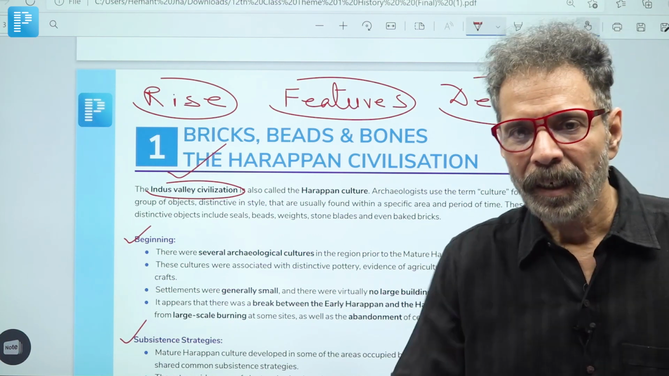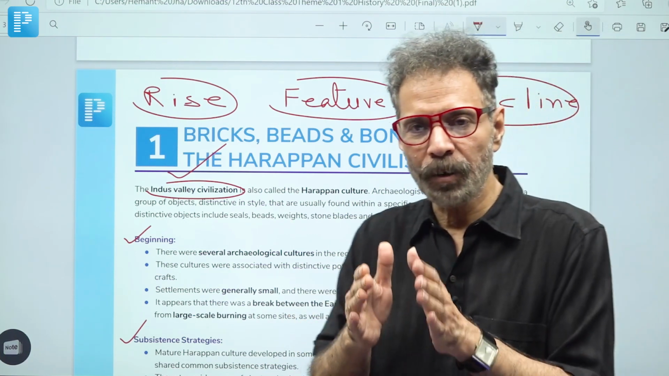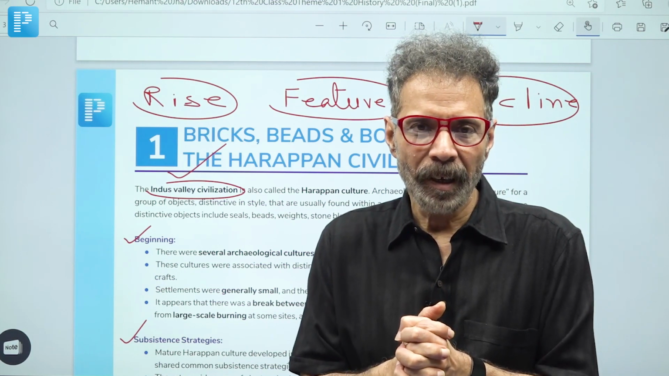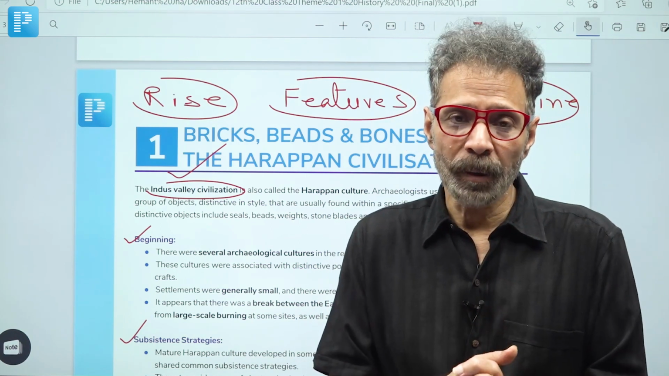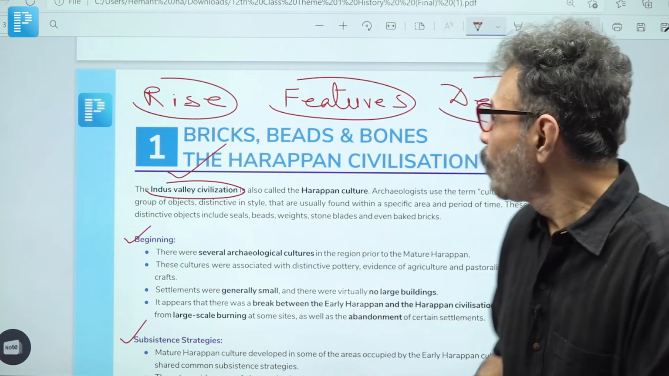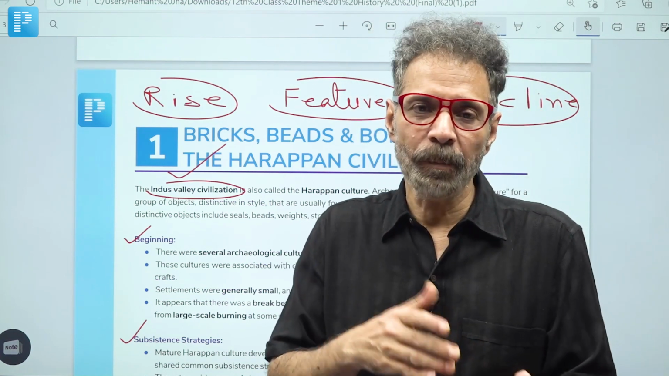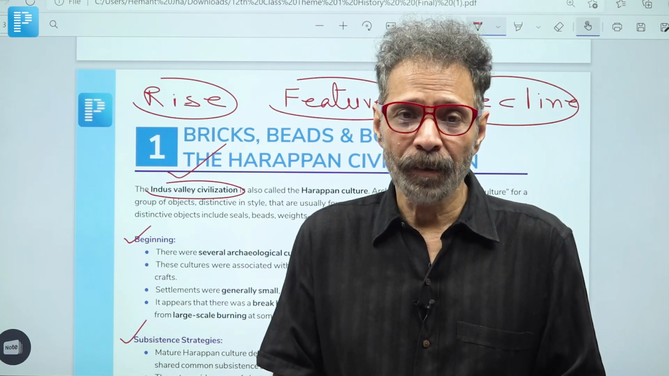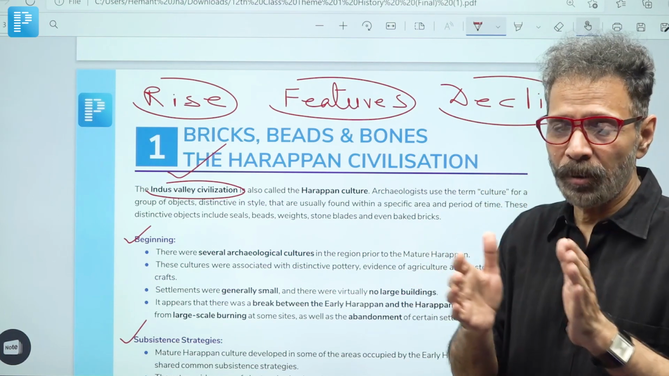Rise here means the rise of the civilization out of farming communities that existed in the northwestern part of India in about the period 6000 BC. These farming communities gradually evolved and gave birth to civilization in about 2600, 2500 BC. Features means the characteristics of Indus Valley Civilization with respect to its political life, economic life, social life, religious life, technological life. And the decline means the collapse of the civilization.